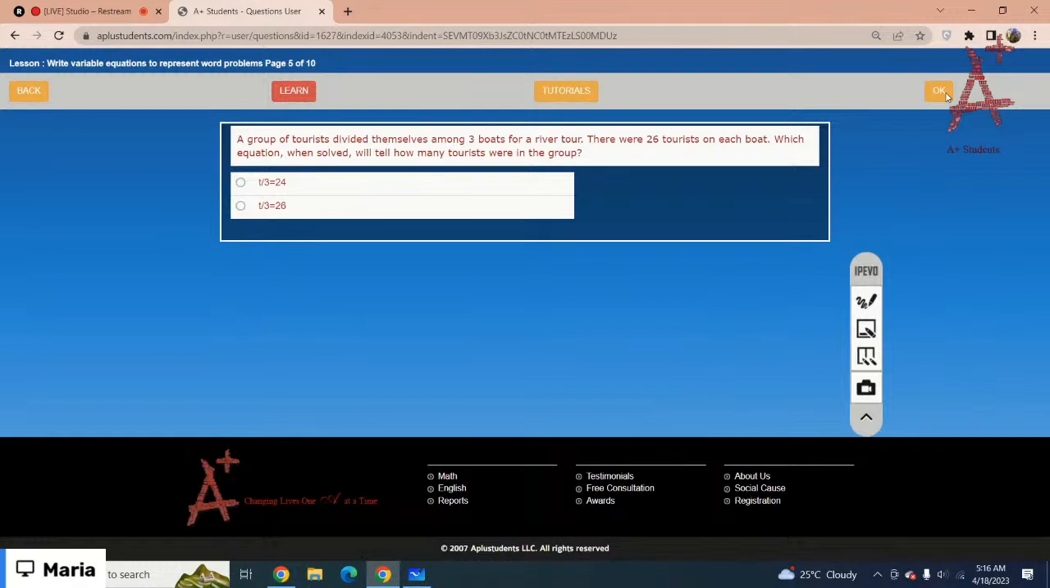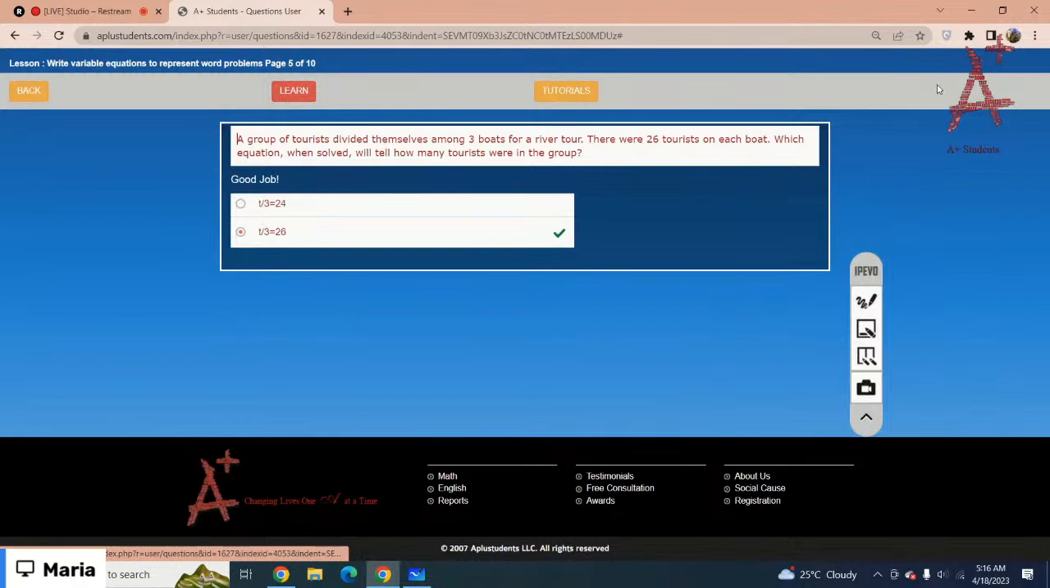So a group of tourists divided themselves among 3 boats. You don't know how many tourists there are. So it would be T over 3 equals 26. Got it? In each boat there are 26. So it would be T divided by 3 equals 26. Got it?